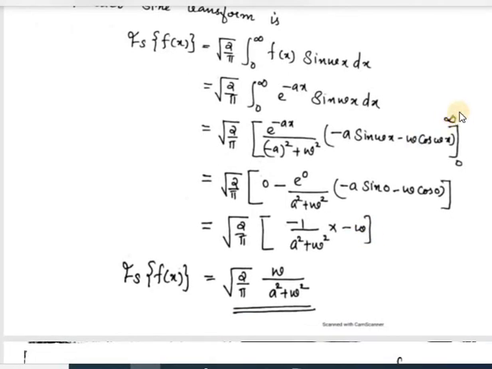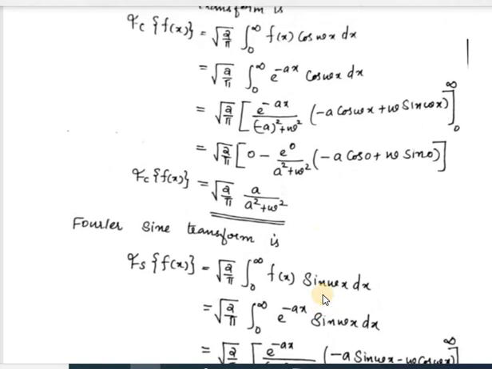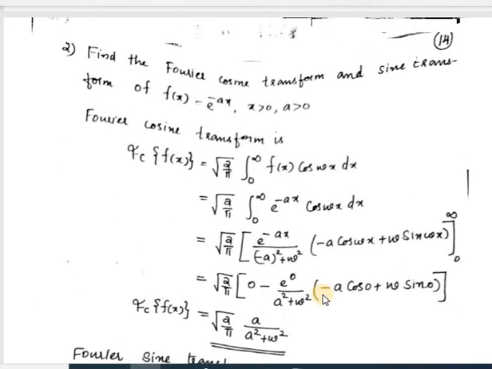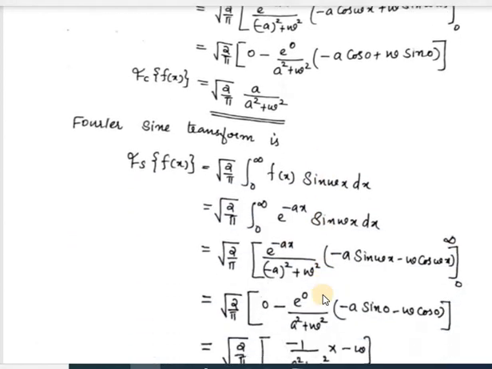Here also, applying the upper limit infinity, we know that e raised to minus infinity is 0, so this becomes 0. Applying the lower limit 0, it is e raised to 0 by a square plus omega square into minus a sin 0 minus omega cos 0. Sin 0 is 0, cos 0 is 1. Minus minus becomes plus, so the answer is root 2 by pi into omega by a square plus omega square. This is an important question. These questions appear in previous question papers: the Fourier sine and cosine transform of e raised to minus x.